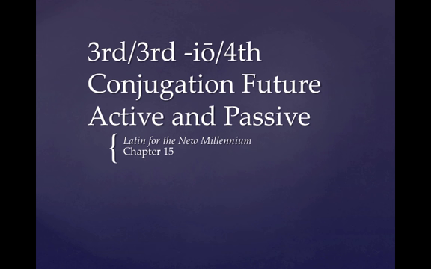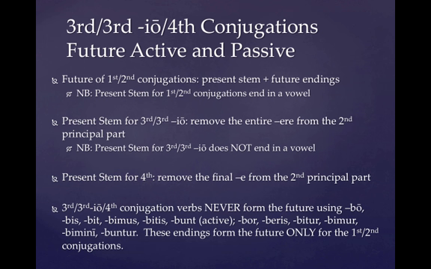Now, I understand that this is going to be a very chart-heavy video, but I want you to understand the process of forming it and then have those examples, okay? So, to form the future of the first two conjugations, just as a little review, you take the present stem and you put the future endings on it, right? For active: bo, bis, bit, bimus, bitis, bunt. For passive: bor, beris, bitur, bimur, bimini, buntur, okay?